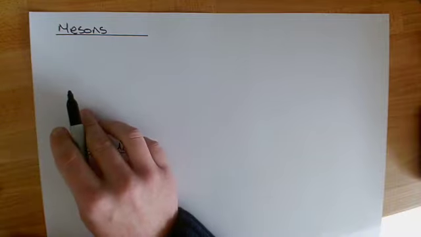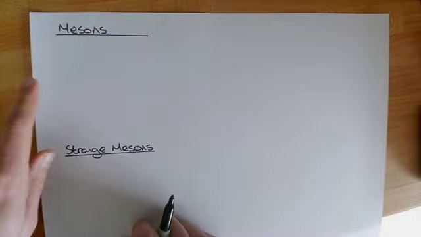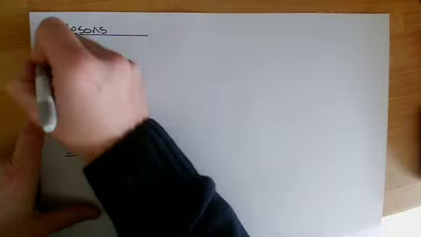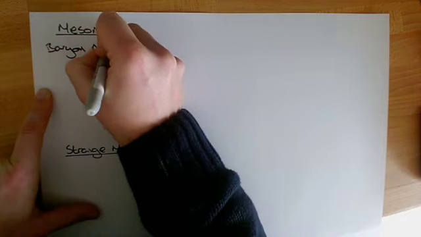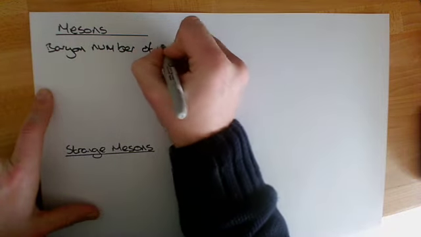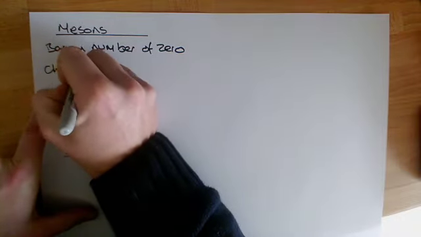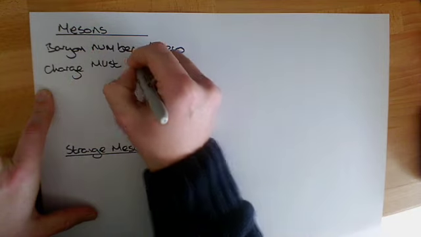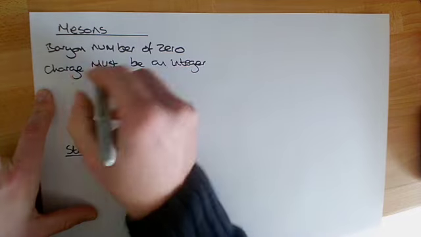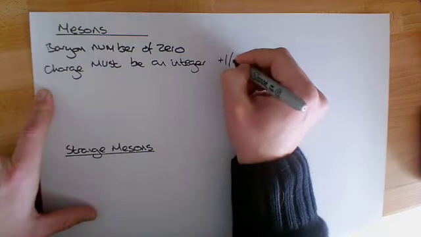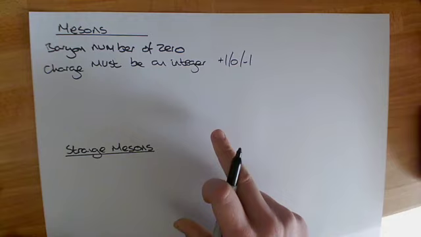Okay, as I said at the start of the tutorial, mesons are particles which are made of a quark and an antiquark pair. And they follow, again, a similar set of rules, but they must have a baryon number of 0. And again, their charge must be an integer. So they always have a charge of +1, 0, or -1. So let's have a look at a couple of the particles that we can make.